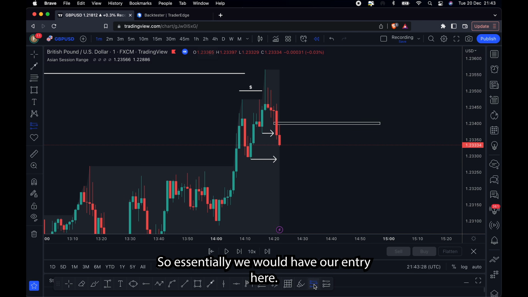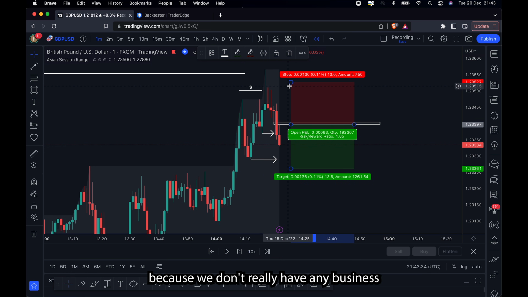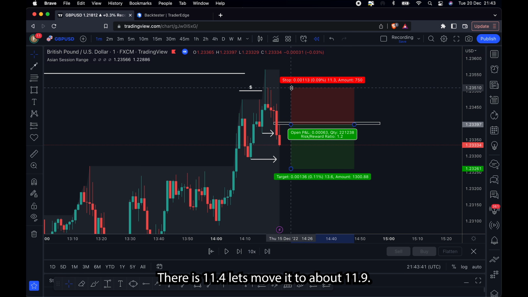So essentially, we would have our entry here. Stops for me would be above these wicks here, because we don't really have any business for this trade to push up higher than this. So let's say, what's that high there, is 11.4. Let's move to about 11.9.